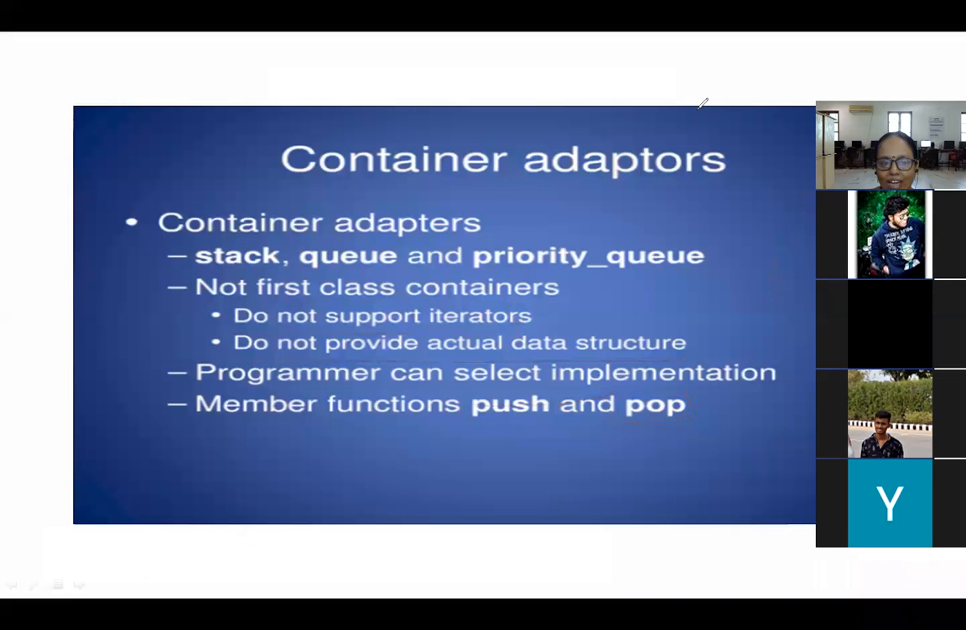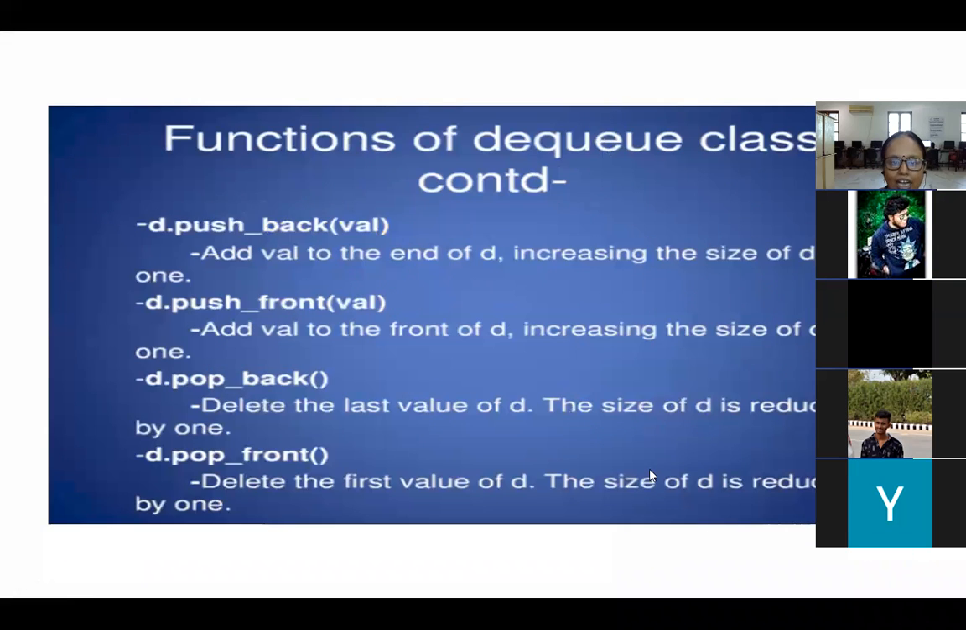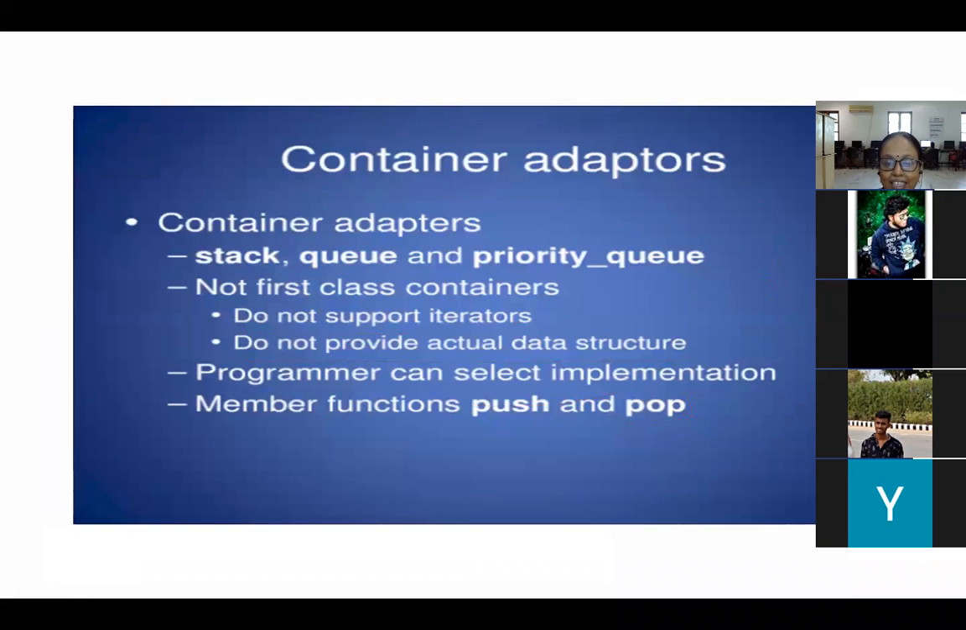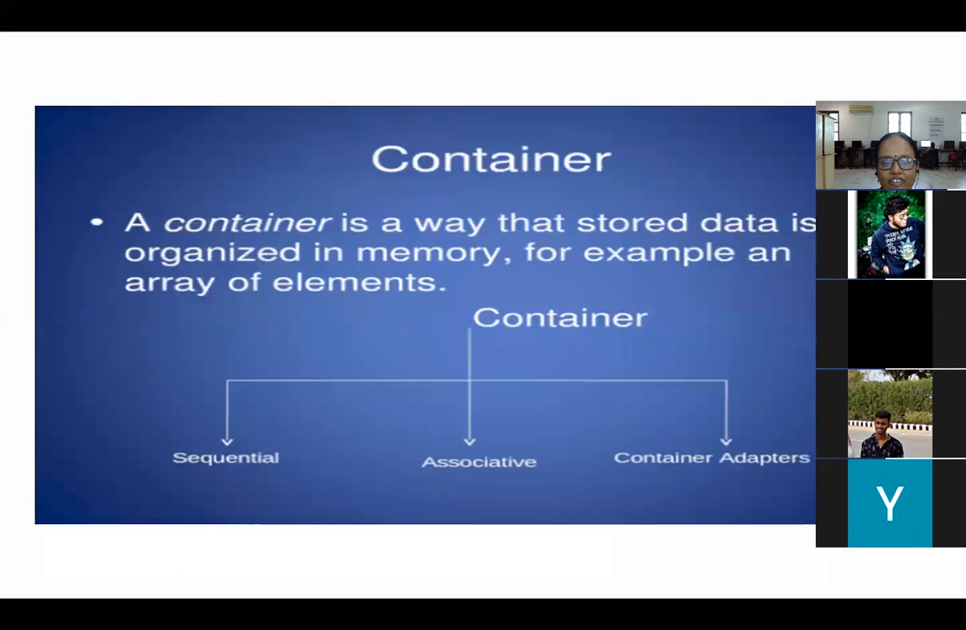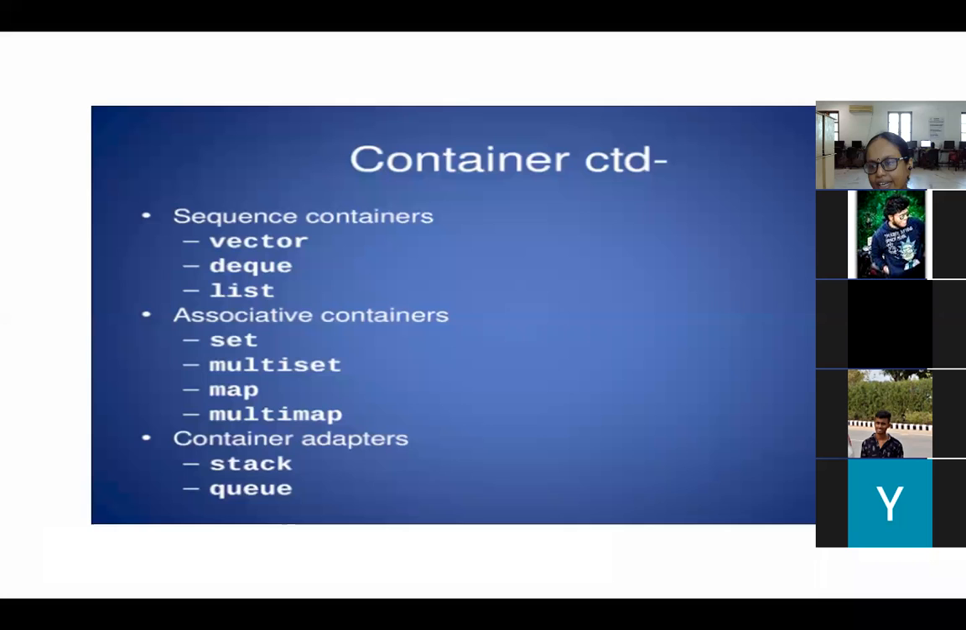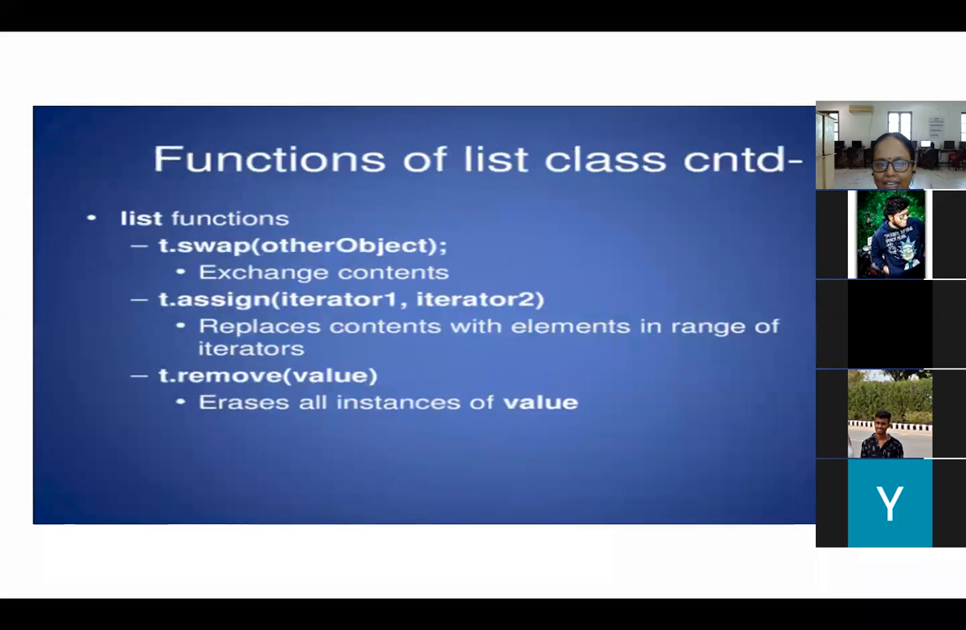While discussing containers, we have seen associative containers, and container adapters also we have discussed. And one more container we have discussed is the sequence container. So sequence containers for arrays, associative containers for lists, and container adapters for stack. This is all about the containers.